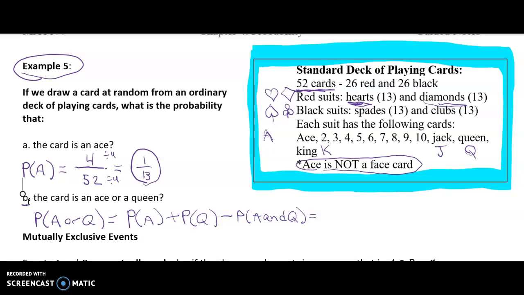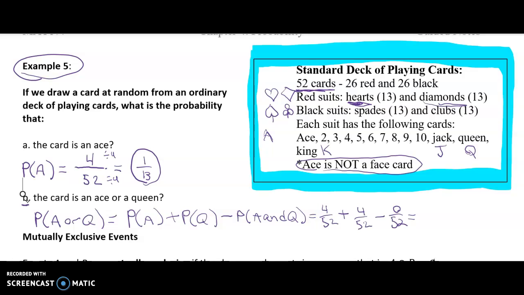So the probability of an ace we already found is 1 out of 13, but I'm going to use the unreduced answer here in my calculations because I know for adding and subtracting fractions I need a common denominator. So there are 4 aces in the deck. We also know there are 4 queens out of 52 cards. Are there any cards that are both aces and queens at the same time? No. So the probability of that would be 0.